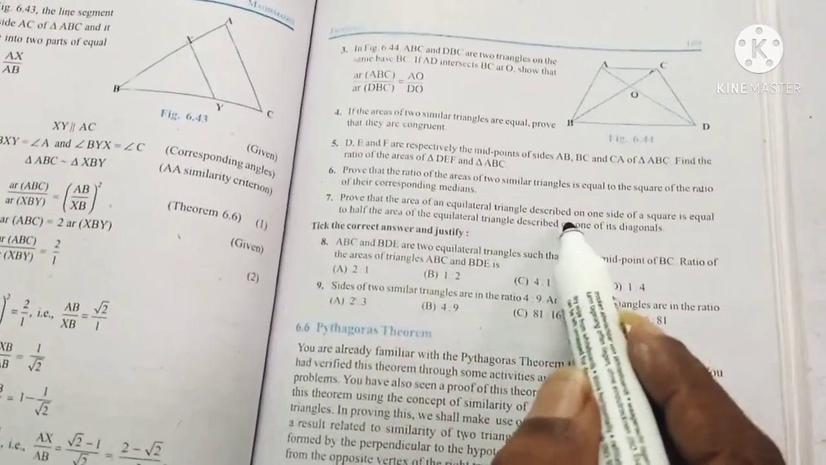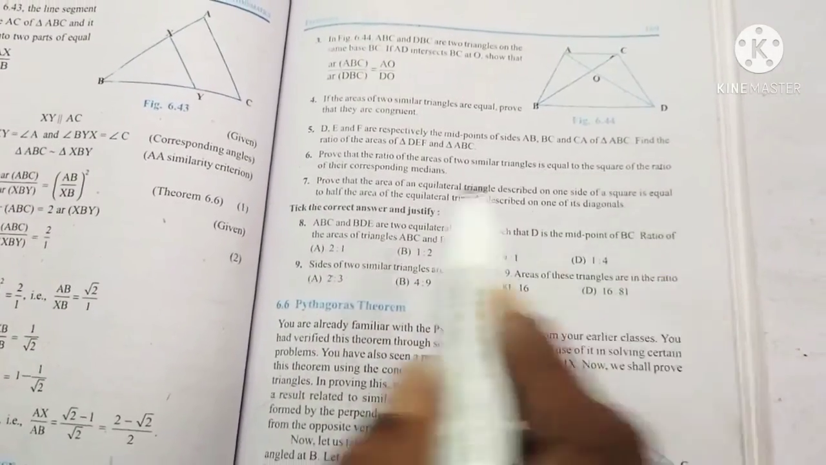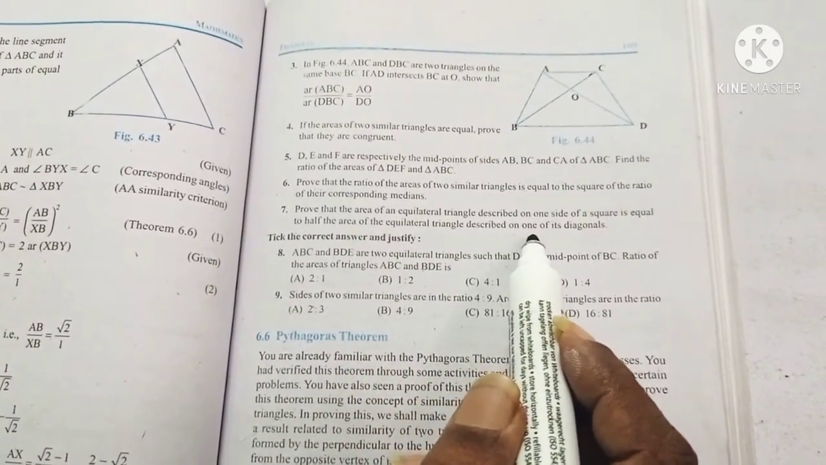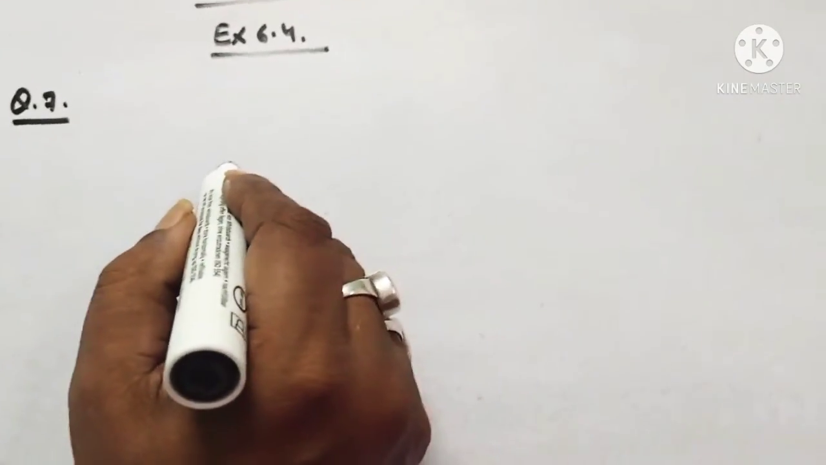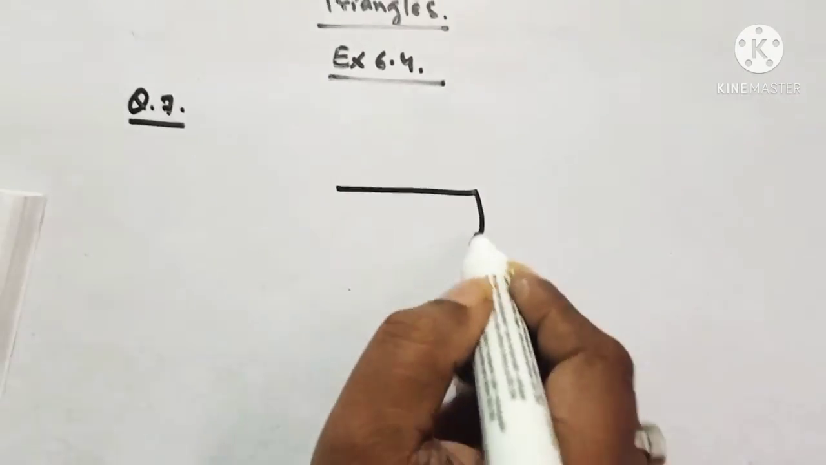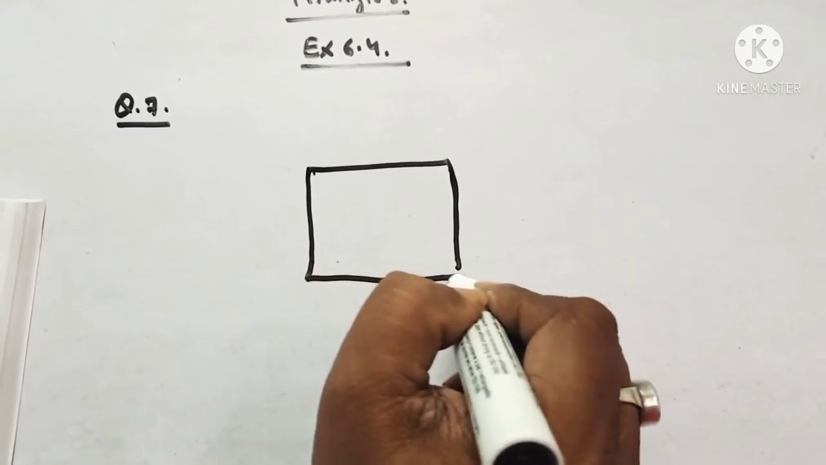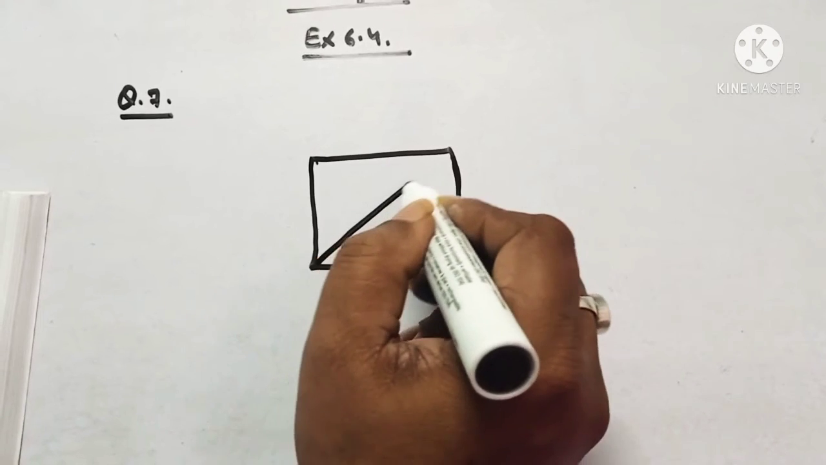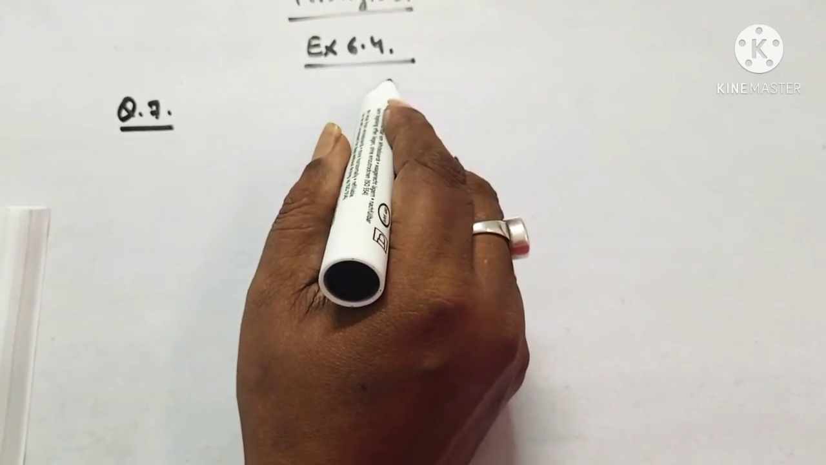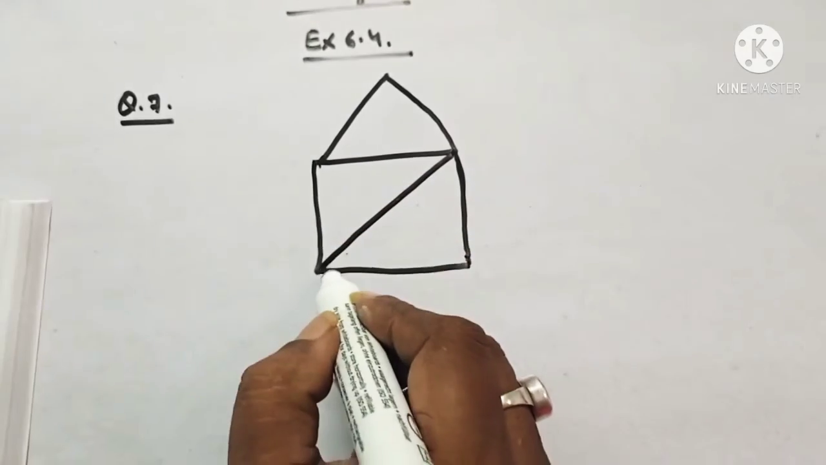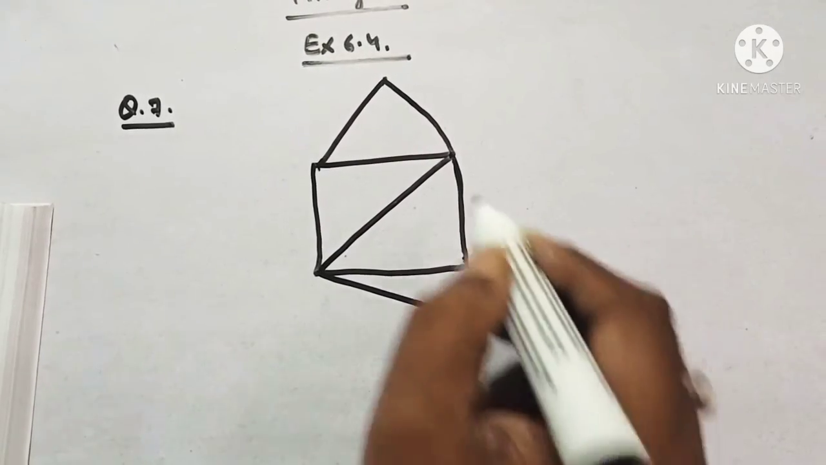Now the last question is, prove that the area of an equilateral triangle described on one side of a square is equal to half the area of the equilateral triangle described on one of its diagonals. That is, this is a square given to you, and an equilateral triangle is described on one side of the square, and another equilateral triangle is described on the diagonal.